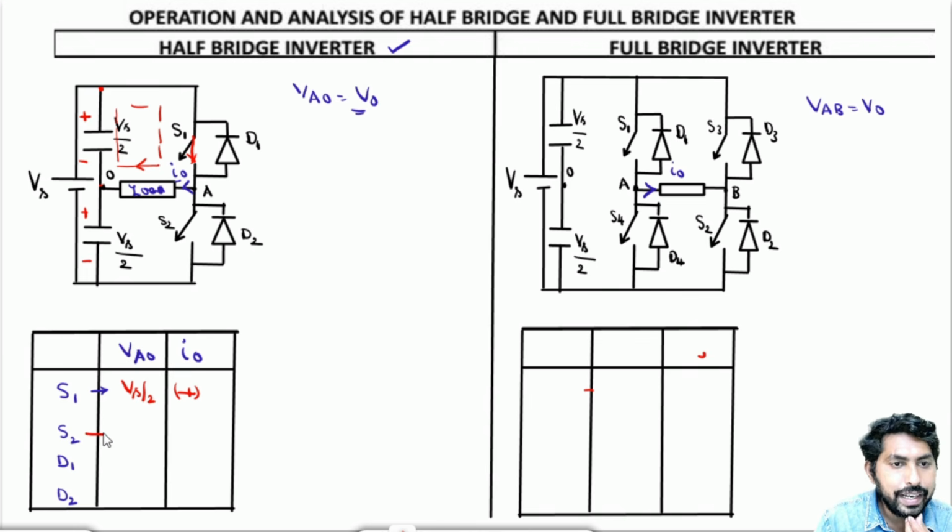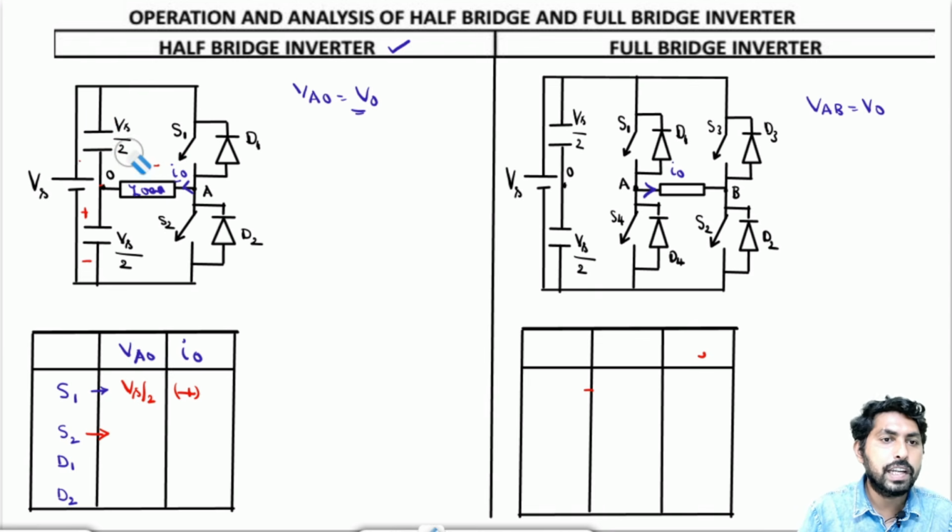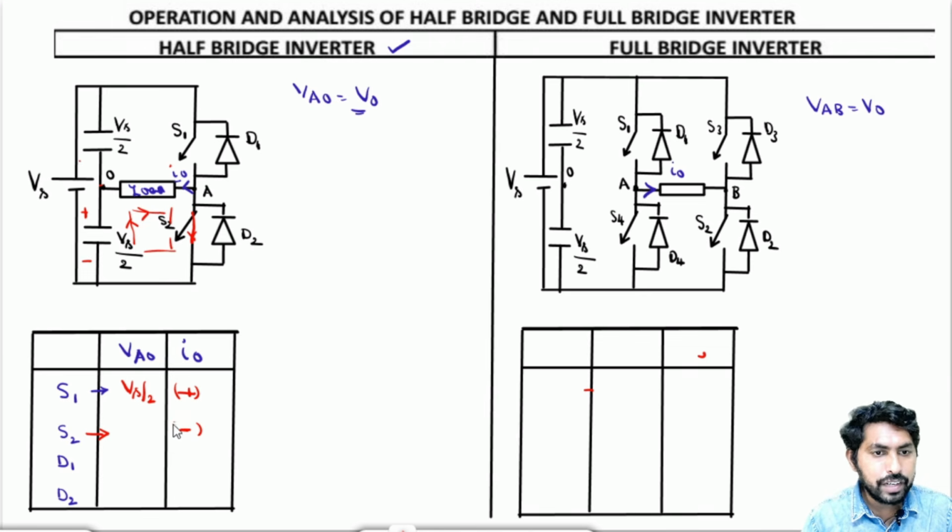And when S2 is in on condition, now let me close the S2 and see what happens. If I close the S2, the current direction will be in this direction. The current is flowing from O to A, but we assumed the initial current is from A to O, so the current will be negative. The output voltage will be minus Vs by 2, so VA0 will be minus Vs by 2. Now let us close the D1.